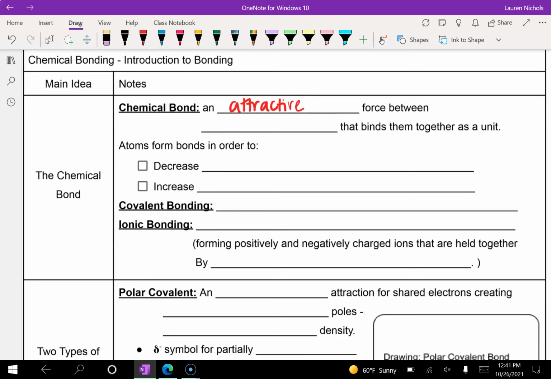Okay, it is an attractive force between atoms or ions, okay, so between either atoms or ions that binds them together as a unit. And so these atoms are going to form bonds in order to decrease the potential energy, which is stored in those chemical bonds, and they want to increase stability.